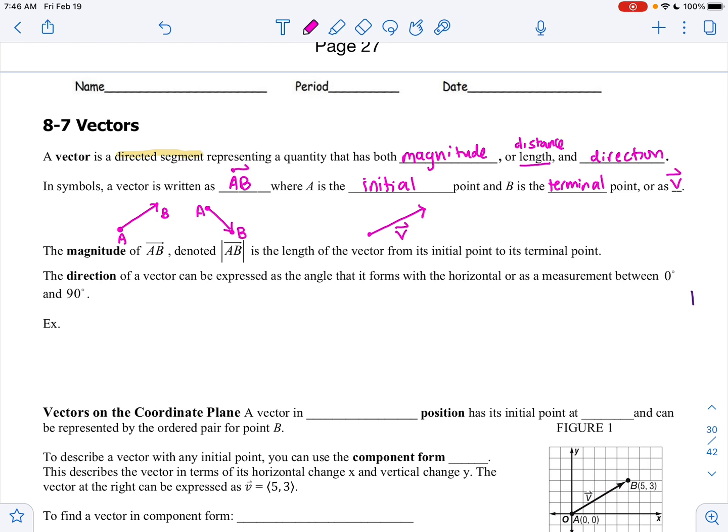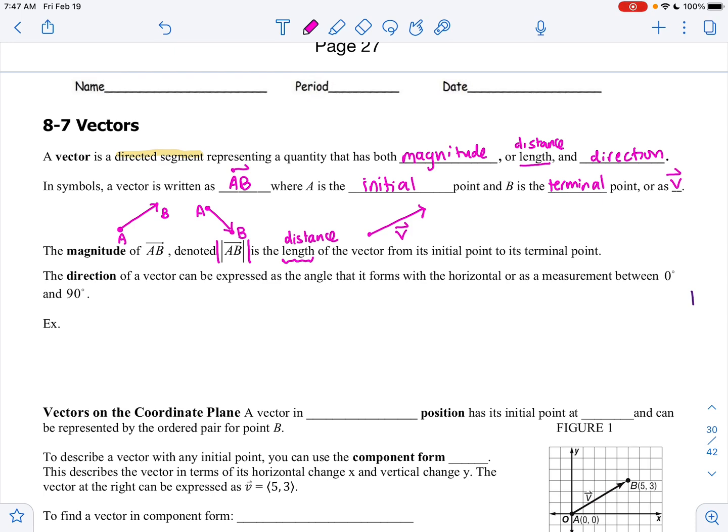There are two big things that we usually have to find or we're given to draw the vector, and that's magnitude and direction. The magnitude is denoted by these absolute value symbols, and oftentimes you'll even see a double absolute value sign for magnitude, and that represents the length of the vector. So we're going to think of length as distance eventually, and the direction is going to be the angle measure that's formed with the horizontal.